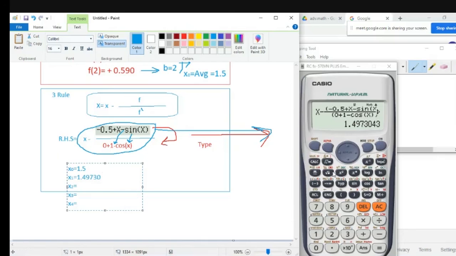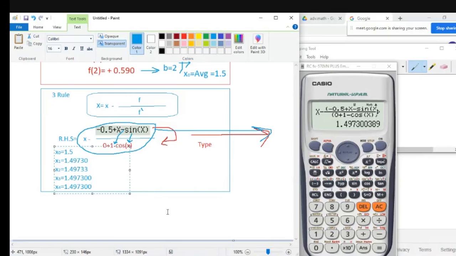Then after that, it's easy. Calc, answer, equal. It will give me another number, which is 1.49733. And again, calc, answer, equal. It will give me the next one, which is 1.49730. And finally, I will press calc, put answer and then equal. Then the answer will be almost the same, 1.49730.